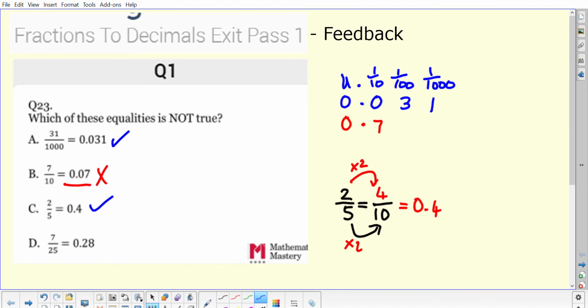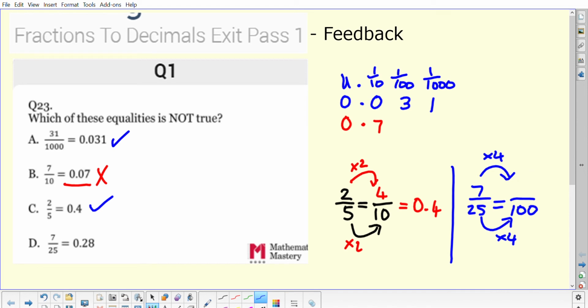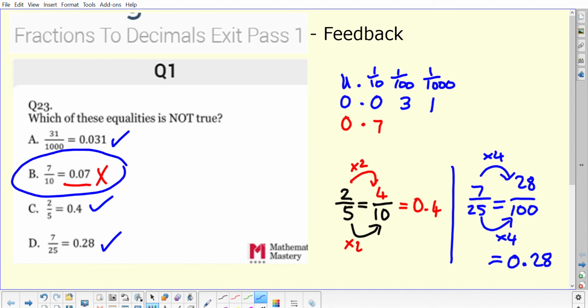And the last one there, the 7 over 25, again, if you change that into a fraction out of 100 by timesing the bottom by 4, you times the top number by 4 as well, so you get 28 hundredths, and as a decimal that is 0.28. So that one is also true. So the answer that you should have chosen was in fact answer B. That is the one that is not true.